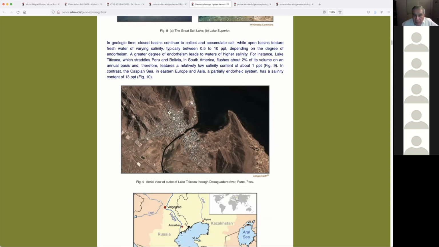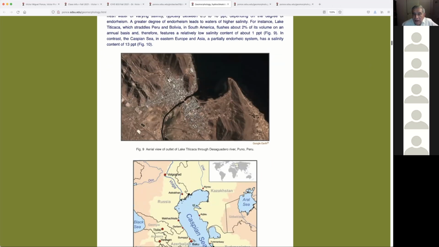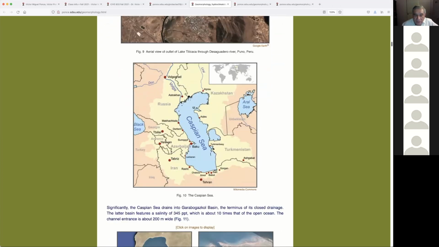And because of that, Lake Titicaca is about 1 ppt, which is 1,000 parts per million. So it's about 3 times the average. Not a whole lot, but not a whole little either. Remember, 1,000 parts per 35,000 is the ocean. 35 is the ocean. I'm talking about 1,000 or million. A bit of confusion in here.